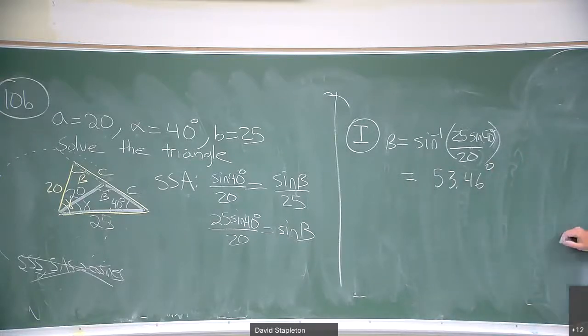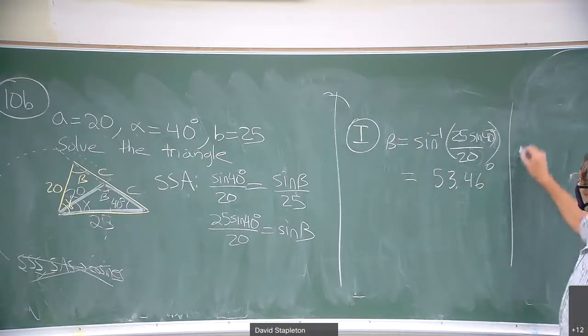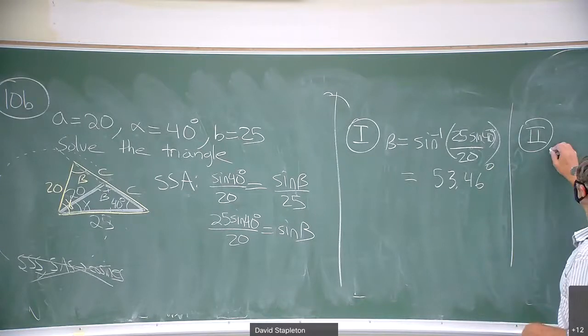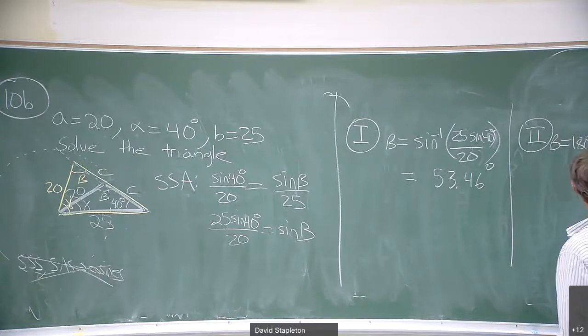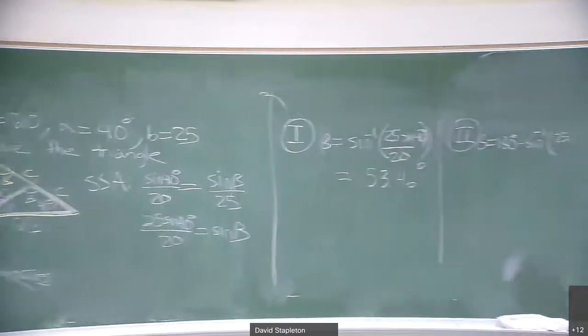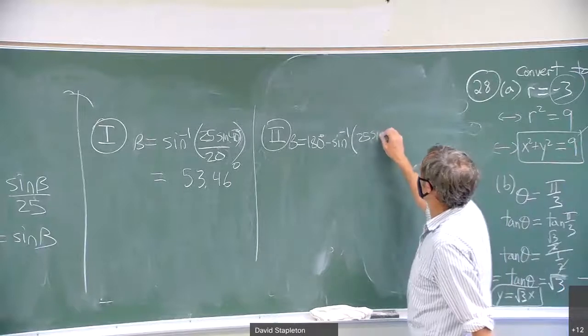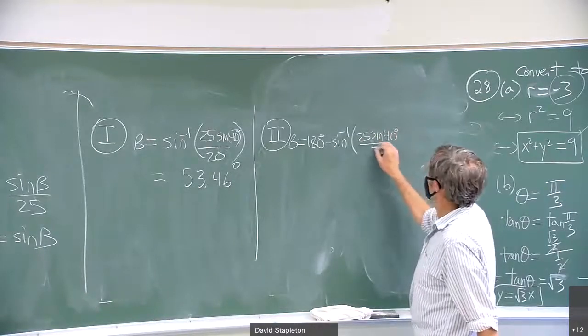So I've got that. So there's at least one triangle whenever I don't get a domain error here. So maybe there's another one in the side-side-angle case. What's the other angle? We showed in class that it's always 180 minus this one. So we try beta equals 180 minus this one. And we don't have to recompute arc sine of 25 sine 40 over 20.